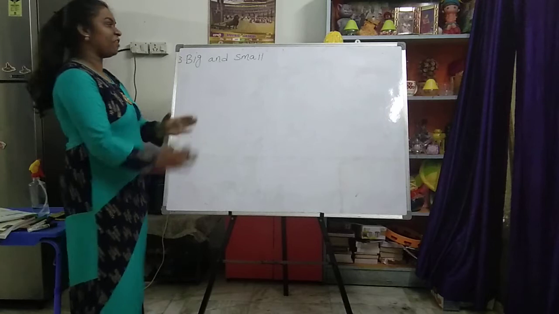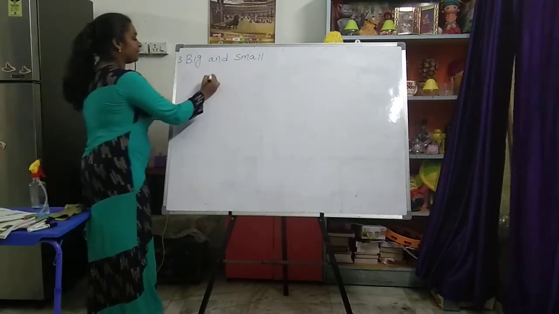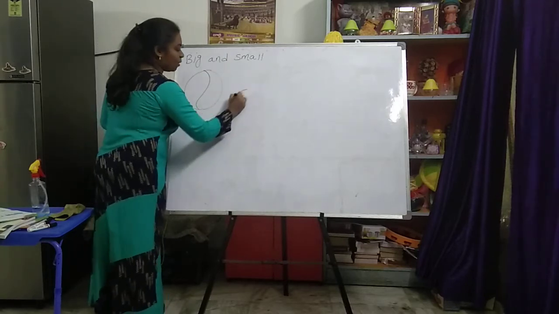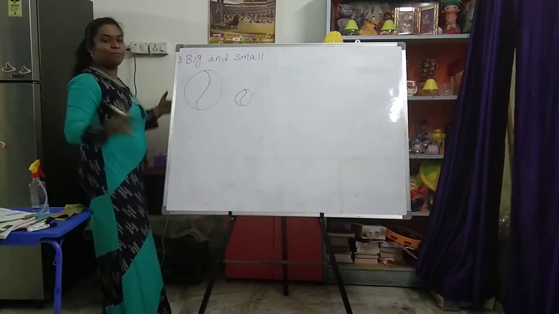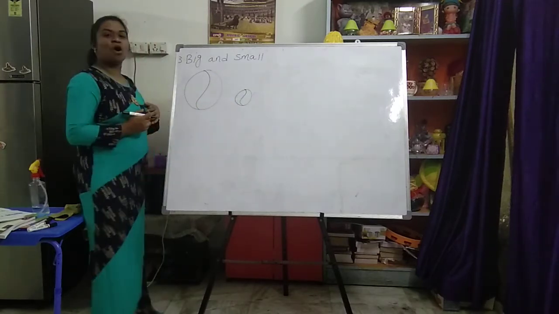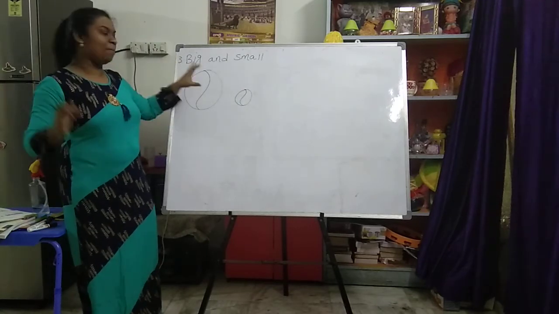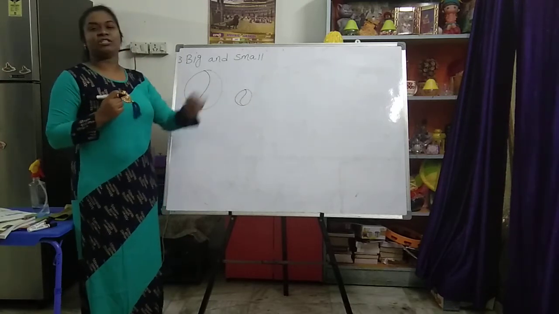So the next concept we are dealing with today is big and small. For example, this is a big ball, this is a small ball. Yes children, did you understand? Idi pedda ball, idi chinna ball. This is a big ball, whereas this is a small ball.